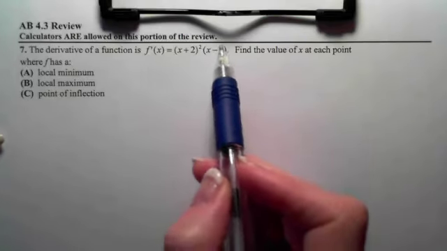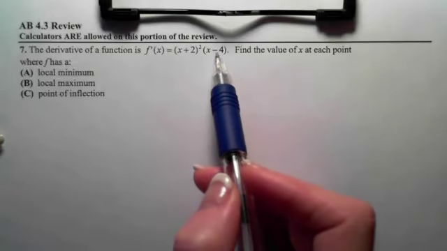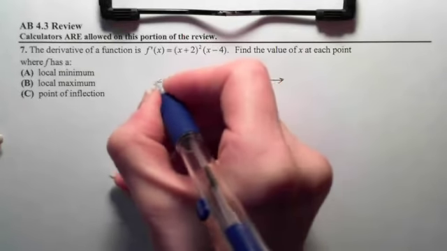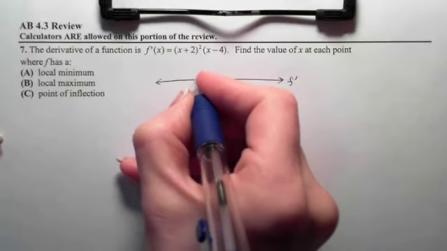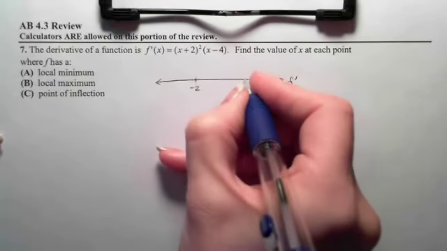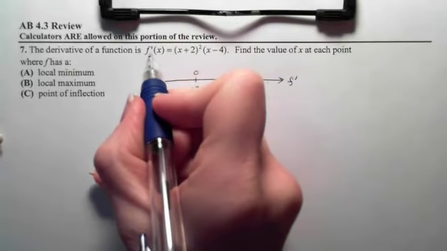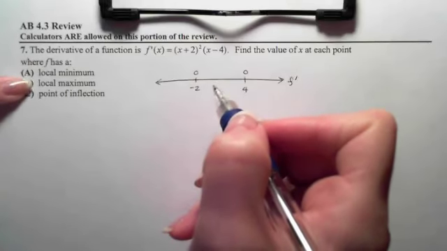So we can figure out what the critical values are simply by setting this f prime equal to 0 or undefined. By doing that, we can do a sign chart for f prime and see that -2 will be a 0, as will +4. If I analyze the sign of f prime in between each of these intervals, then we can determine whether we've got maxes or mins.